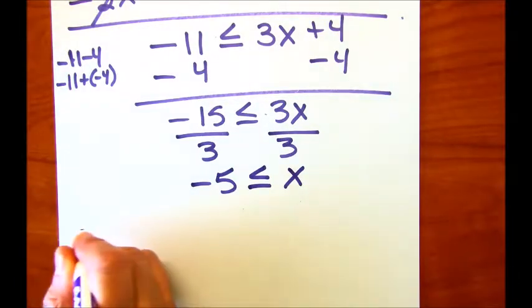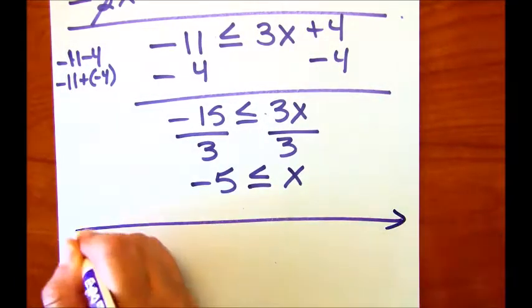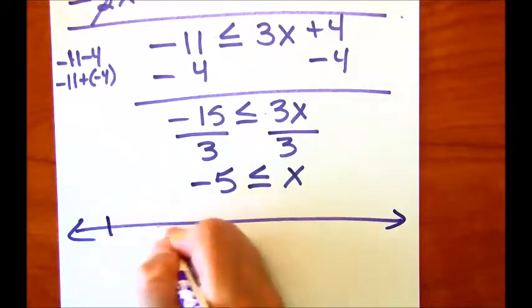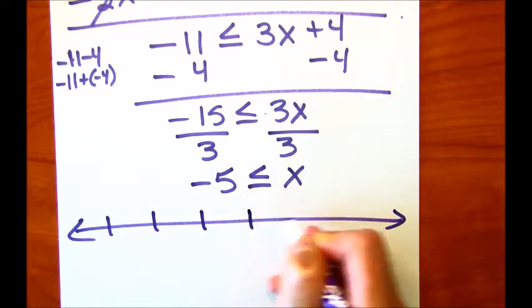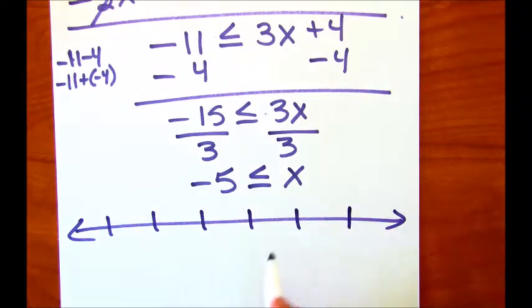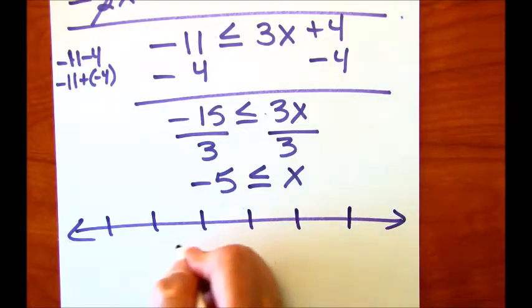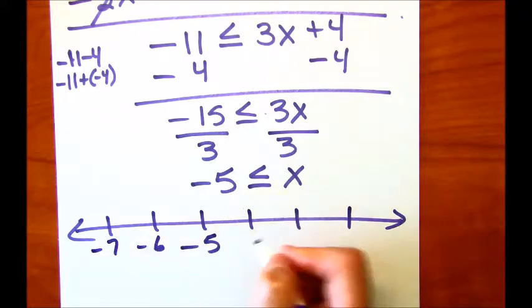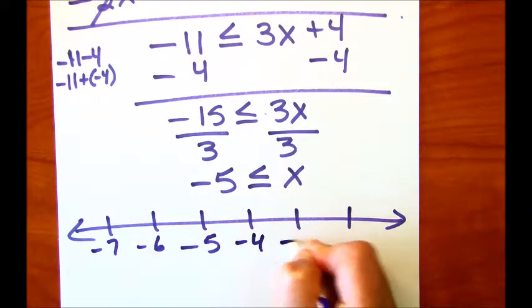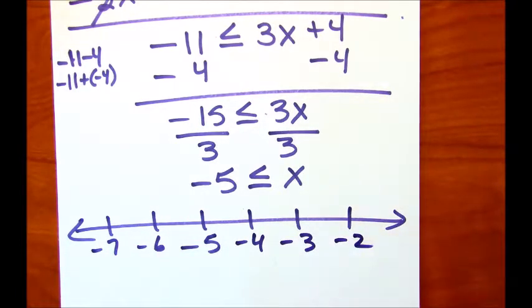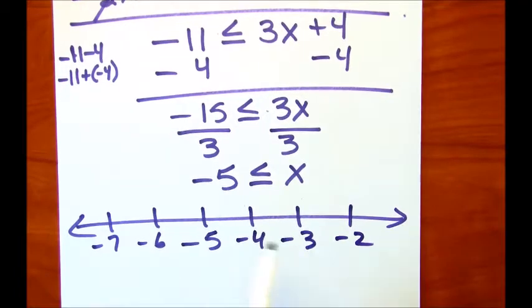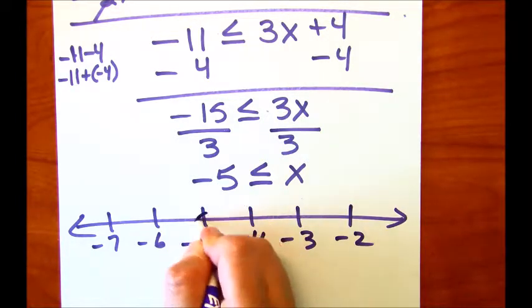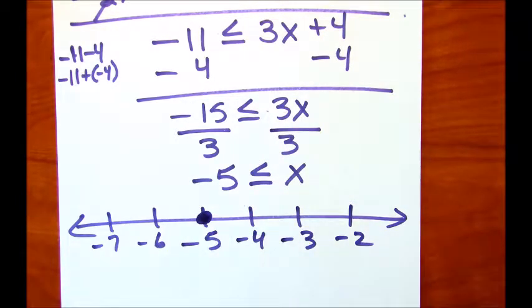Okay, now of course I like to graph first. I'm just going to create a number line and throw on some numbers. Let's say this is -5, -6, -7, and then the opposite direction, we'll go like that. Now because this is less than or equal to, it's going to be a closed circle on the -5. So I'm going to color that in.